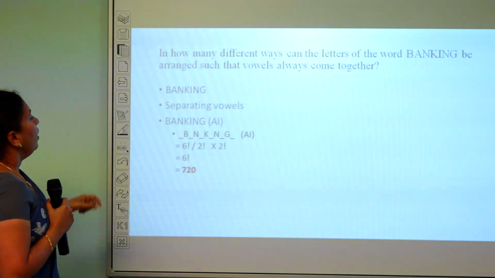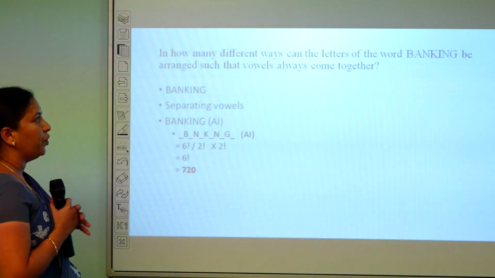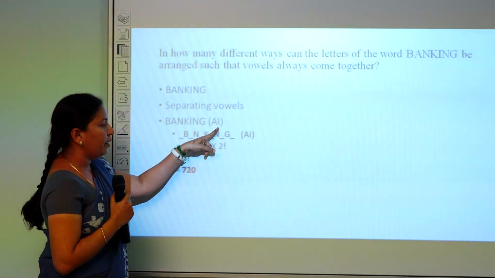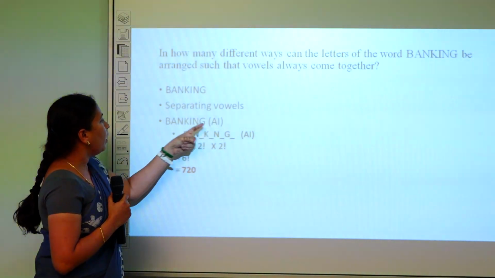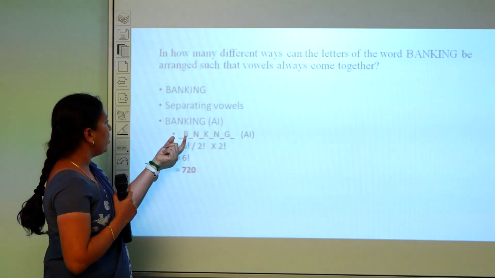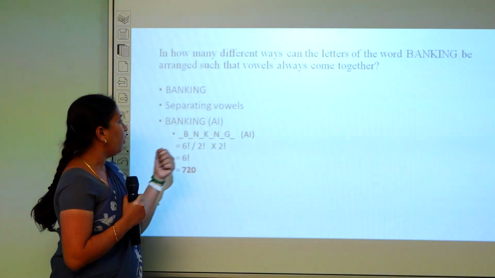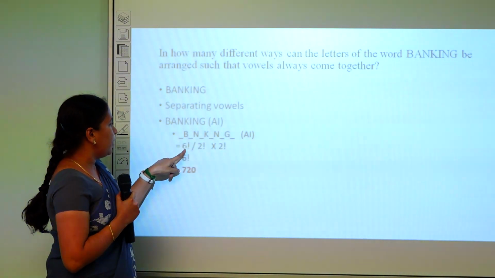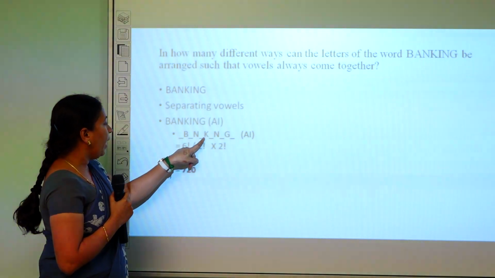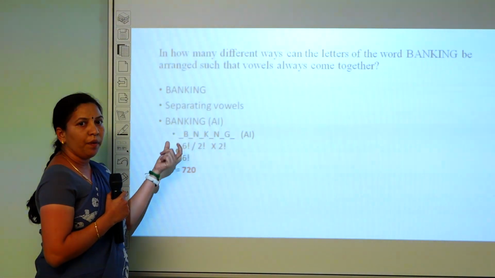Next one, in how many ways can the letters of the word banking be arranged such that vowels always come together? As I already said, the first step is to separate the vowels from the word banking. What are the vowels we have? A and I are the vowels. First you have to separate, and the remaining consonants you write here. And how many spaces are there to place the vowels together? Totally 6 spaces are there, so you write 6 factorial divided by 2 factorial. Why have I written 2 factorial here? Because n is repeated 2 times. So that should be mentioned in the denominator.